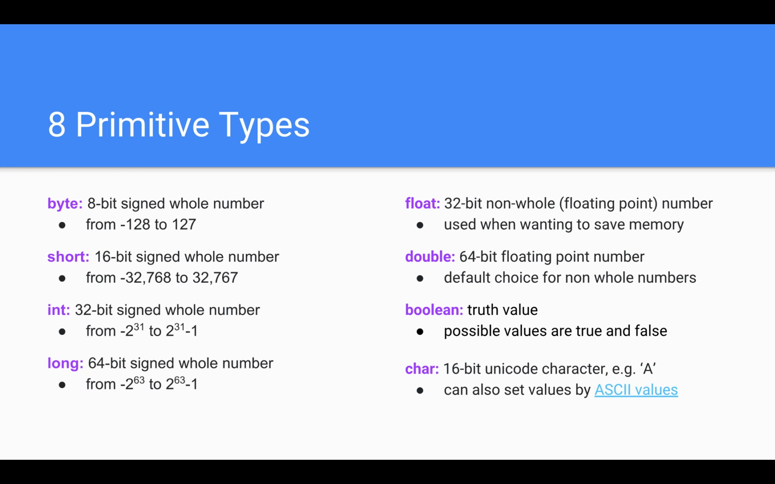Types, variables, and expressions. There are 8 primitive types. So the types on the left, byte, short, int, and long, are all different sizes of whole numbers, and most of the time you'll just need to use int for the whole numbers. Float and double are different sizes of a floating point or non-whole number, and most of the time you'll use double for non-whole numbers. A boolean is a truth value, and its possible values are true or false. And a char, which is short for character, is a 16-bit Unicode character, like 'A' in single quotes. And you can also set characters according to ASCII values, which are just numbers that correspond to Unicode characters.